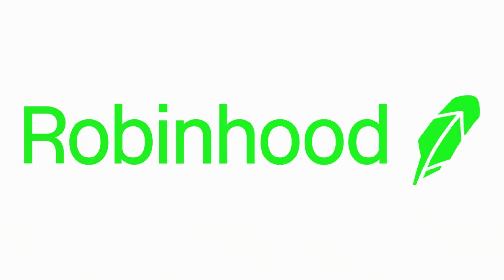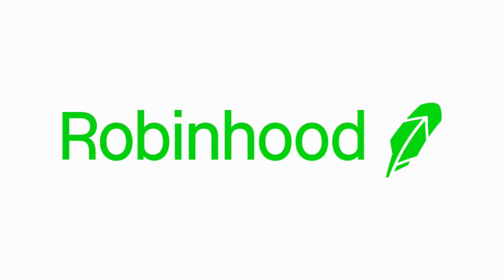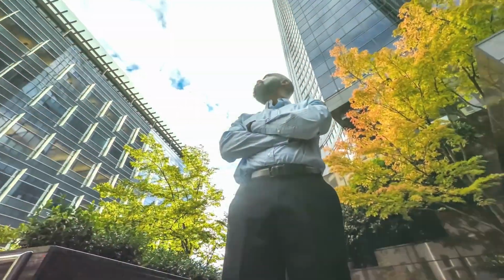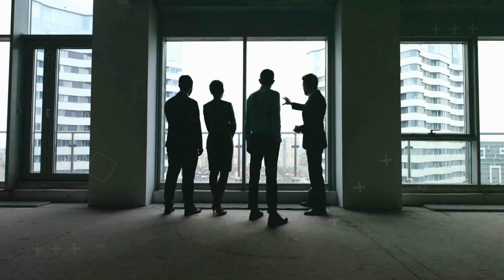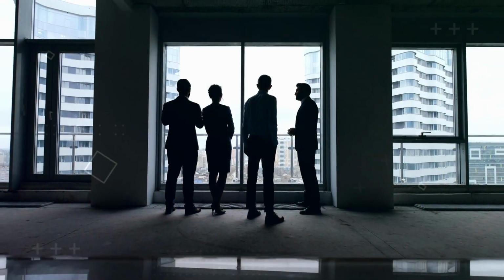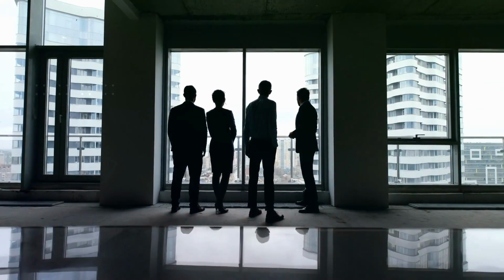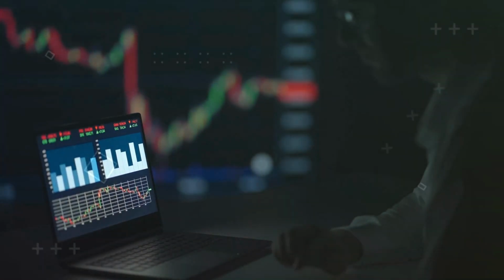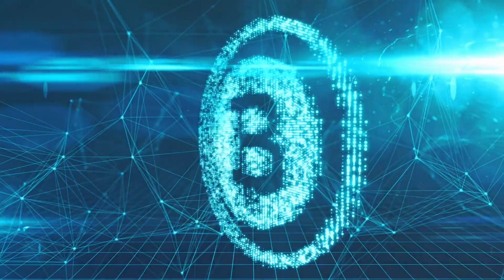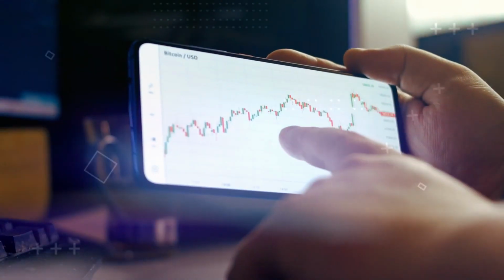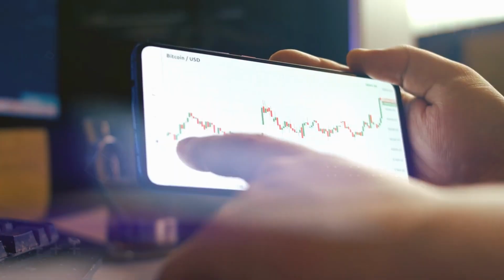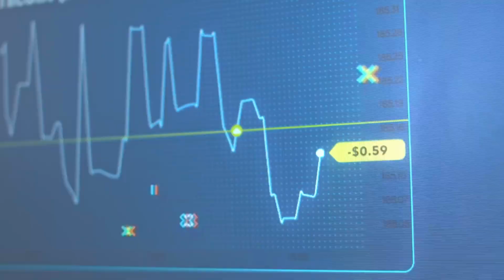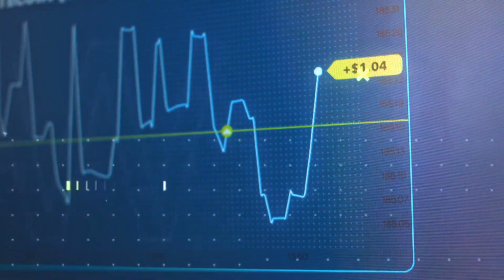Number 4. Robinhood. Robinhood revolutionized the trading world by offering commission-free trades and a streamlined mobile app. Launched in 2013, Robinhood's mission is to democratize finance for all. Its simple interface makes it easy for newcomers to start investing in stocks, options, and cryptocurrencies. While the platform might lack advanced features and research tools found in more established platforms, its accessibility and ease of use have garnered a substantial following among the new generation of investors.